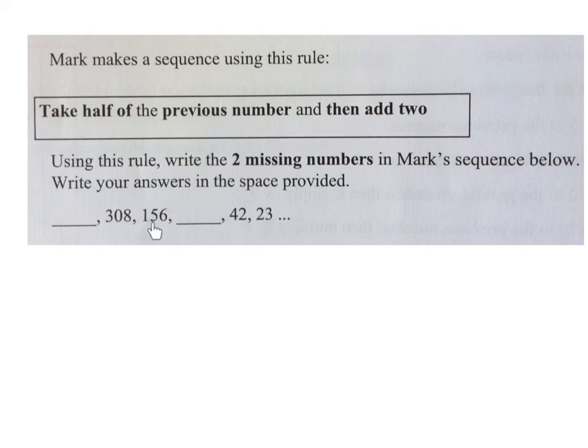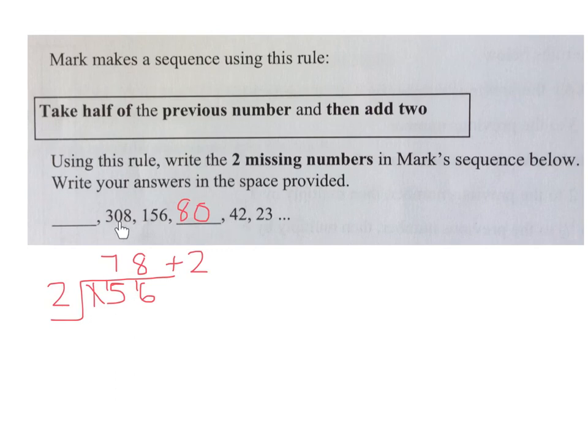If I'm on 156, I have to half that number, so we're going to divide it by 2. 2 into 1 does not go, 2 into 15 goes 7 times, 2 into 16 goes 8 times. Then I have to add on 2. So my next number in the sequence would be 80. And let's just check that. If I have 80, first step of the rule is to half it, which gives me 40. Then add 2, which gives me 42.